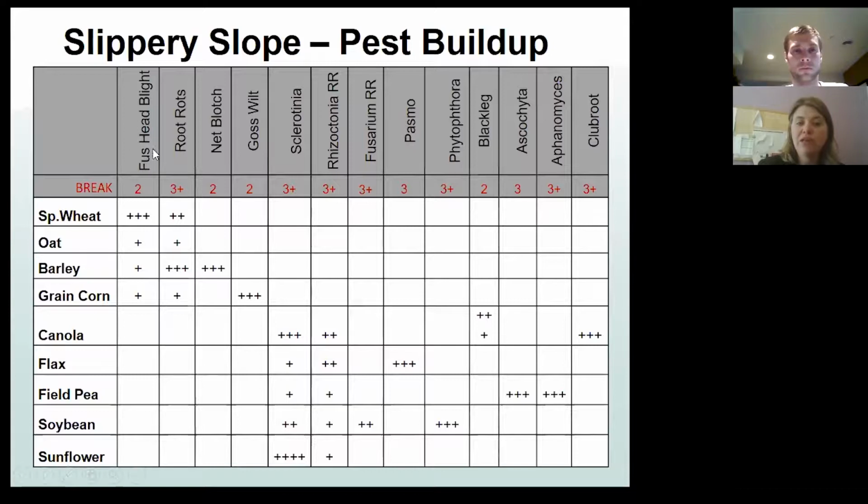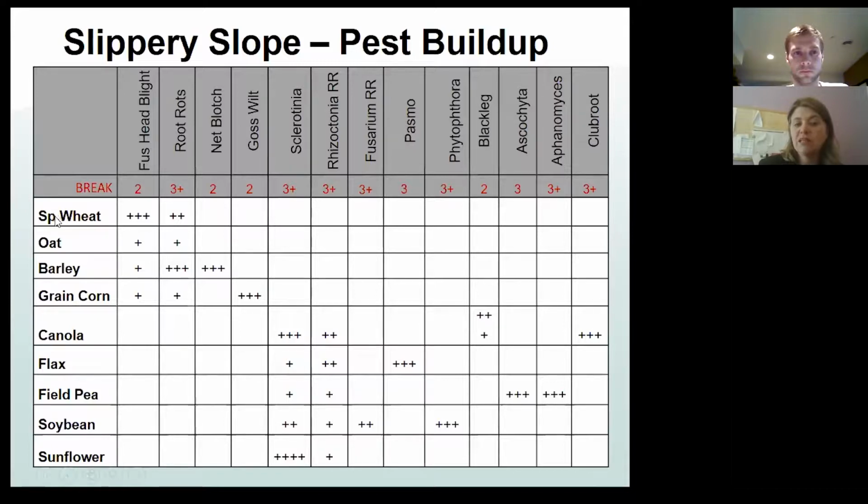Fusarium head blight has been a real thorn in the side for producers for the past 20 plus years. Blackleg as well. We do have clubroot in here, Aphanomyces in peas, definitely in the Burden and Southwest area. That is becoming more of a concern. Root rots, Phytophthora in soybeans, many. We do have a typical recommended break year between crops that do have this disease.